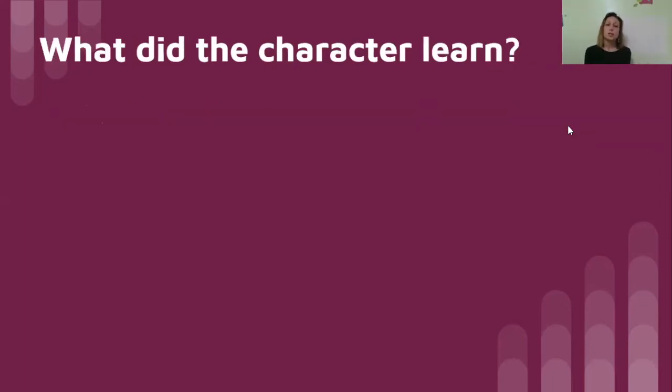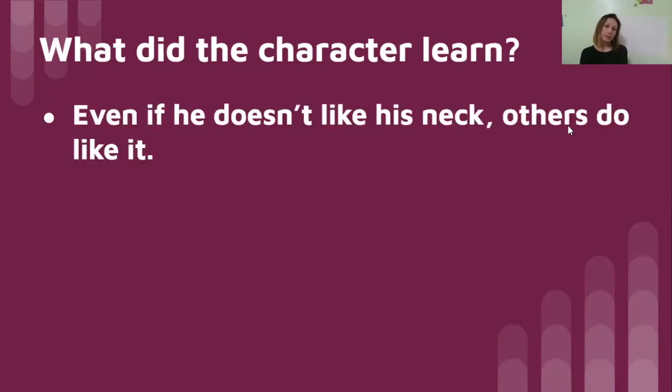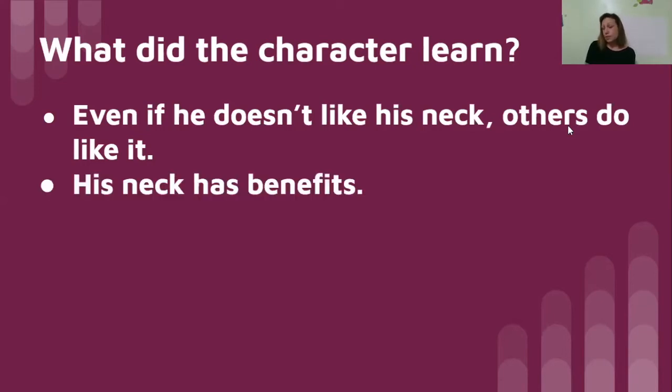So what did he learn? Think about that. What did Edward learn? He learned that even if he doesn't like his neck, others do like it. He thought nobody could want a neck like him, but Cyrus did, right? Cyrus couldn't get his neck out to reach the banana. He was wishing for a neck like Edward's. So even if he didn't like it, others did. His neck is useful, right? It works for him.